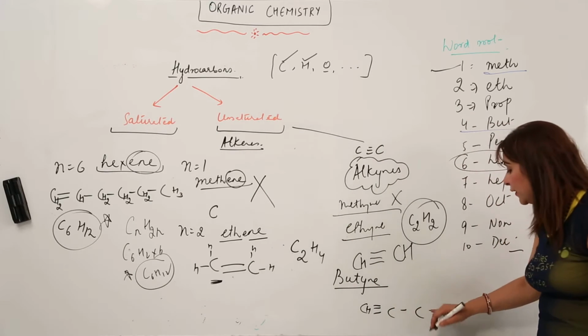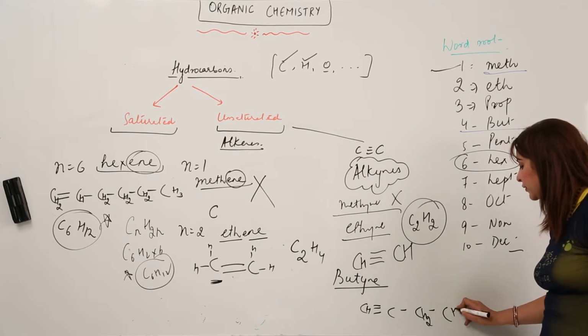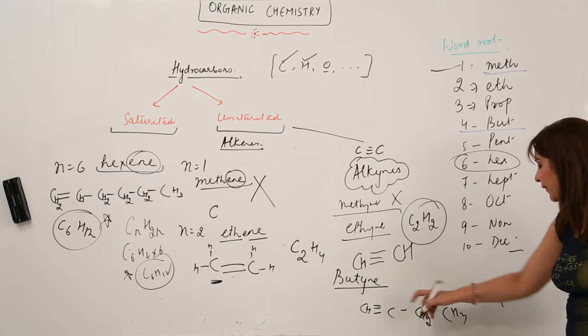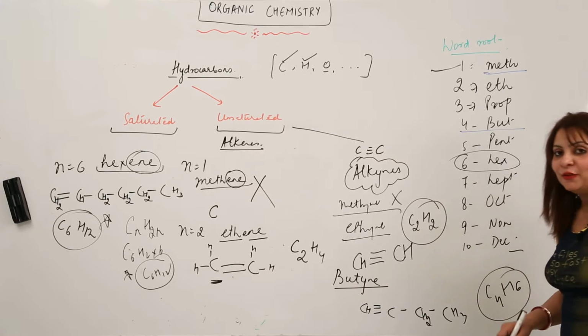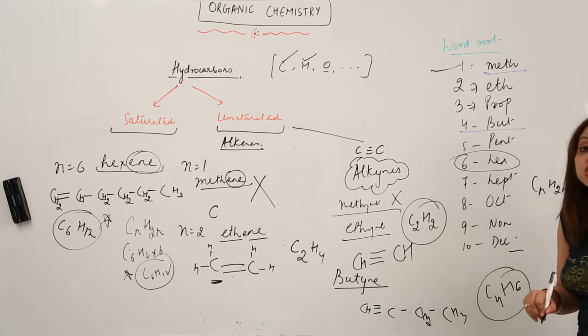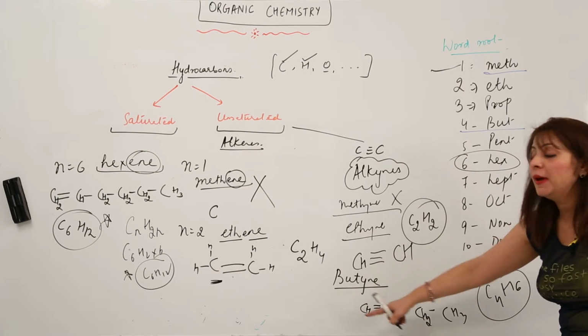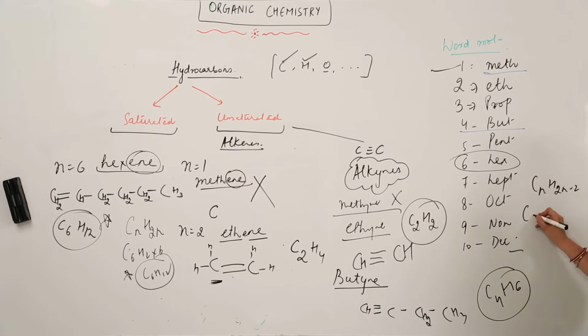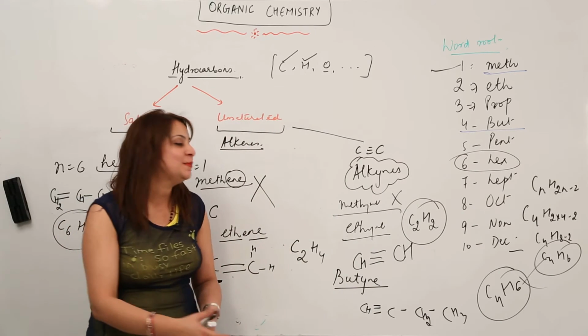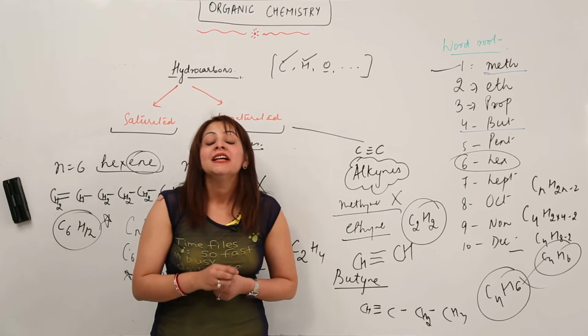In this case, we are left with 3 hydrogens. When I total it, it will be C4H6. So I'm just checking whether I'm right or wrong. I know the general formula of alkyne is CnH2n minus 2. As I'm preparing the fourth member, I'm going to put n equal to 4. So what I'm getting is 8 minus 2, C4H6. Wow, it's just matching. That is, I'm right. And likewise, you can also make the members of alkane, alkene and alkyne.